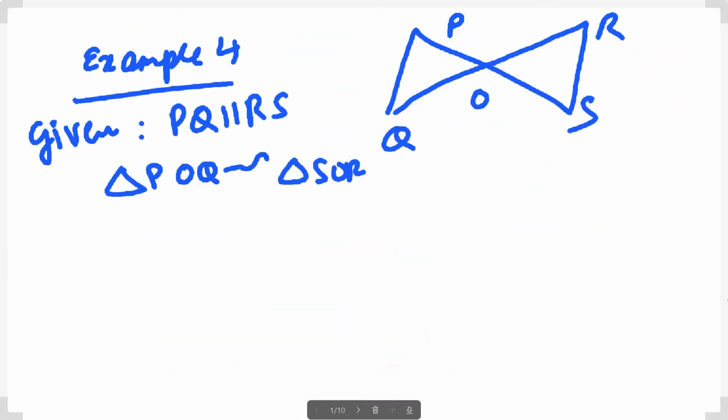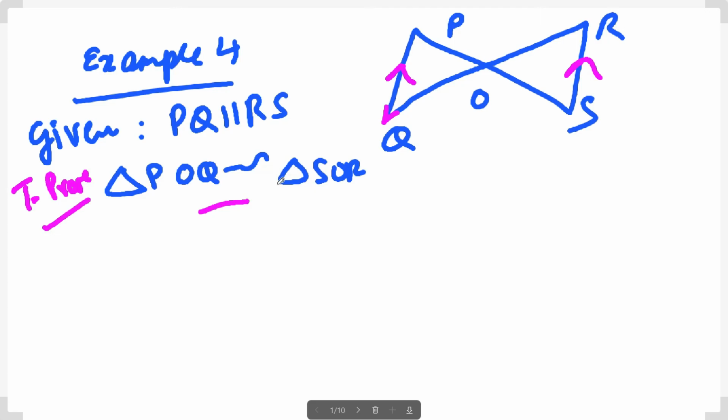Okay. Moving on to certain examples. Right. So example 4. Here it's given that PQ is parallel to RS. So what I'm doing is I'm going to cover a few examples and I'm going to cover a few exercise questions, and then we're going to cover the remaining questions in the next class. Okay. So POQ is, so we have to prove this.